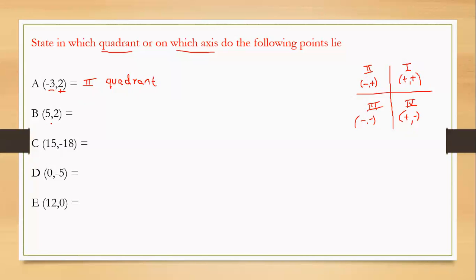Now, the second point is B (5, 2). 5 is a positive number, so we got the first sign as plus. And 2 is also a positive number, so we got the second sign as plus. So which quadrant has both coordinates as positive? It is the first quadrant, right? Plus, plus. So here we will write first quadrant.